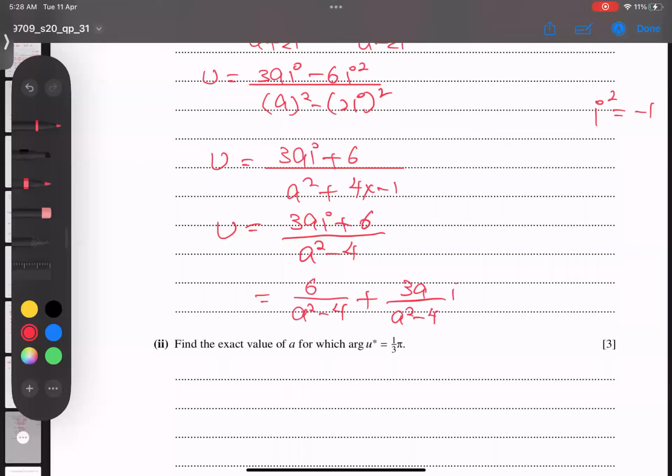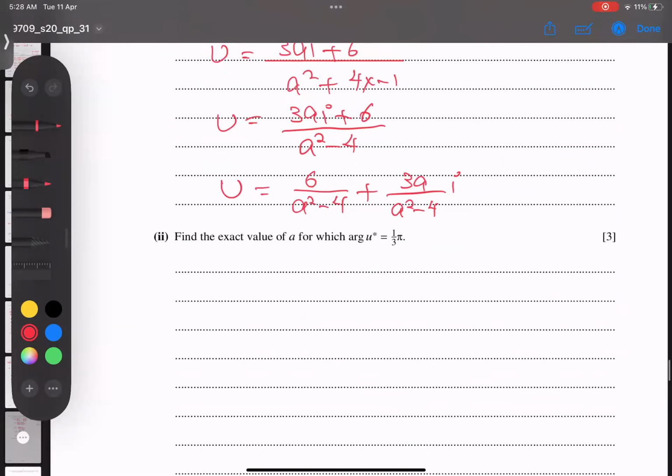And iota, I'm writing it here. This is called the required form, what he was asking us. Now he's saying find the exact value of a when its conjugate, the argument of the conjugate u star. U star is called conjugate. So actually this is u.